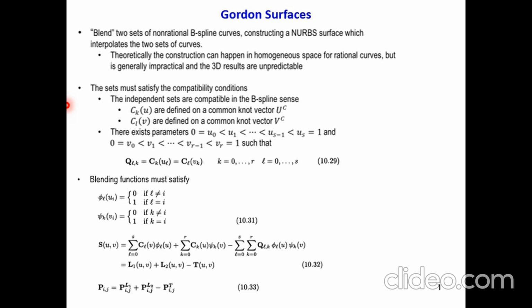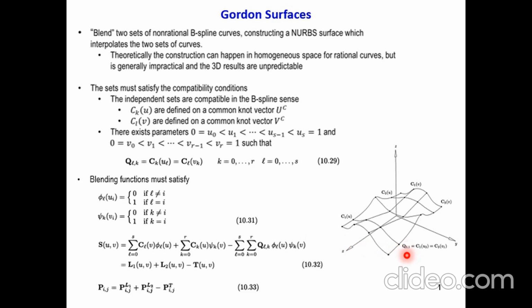And then our next condition that we need to satisfy is that the u and the v parameters are bounded by 0 and 1, such that our Q_lk points are the same as our C_k^u_l points and our C_l^v_k points. What I mean by that is that if we look here at our diagram, Q31 is the same as C1 u3 and C3 v1. And these are the exact same points. So our points in the v direction and our points in the u direction need to match up.